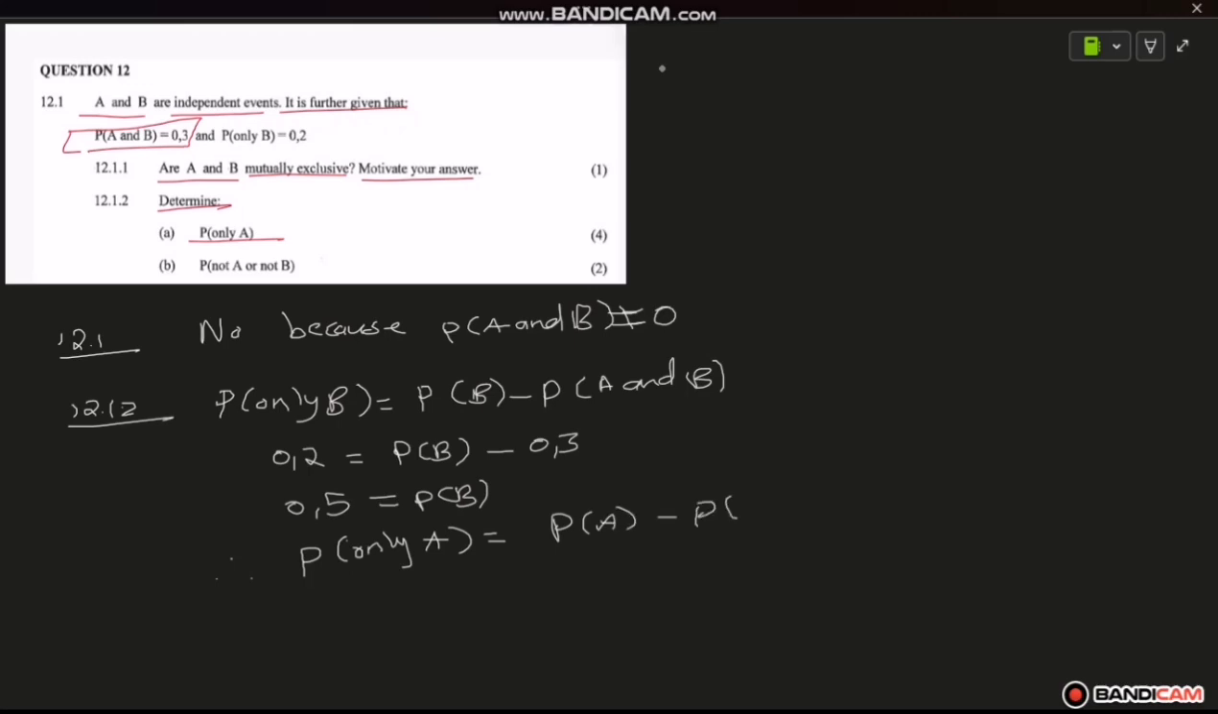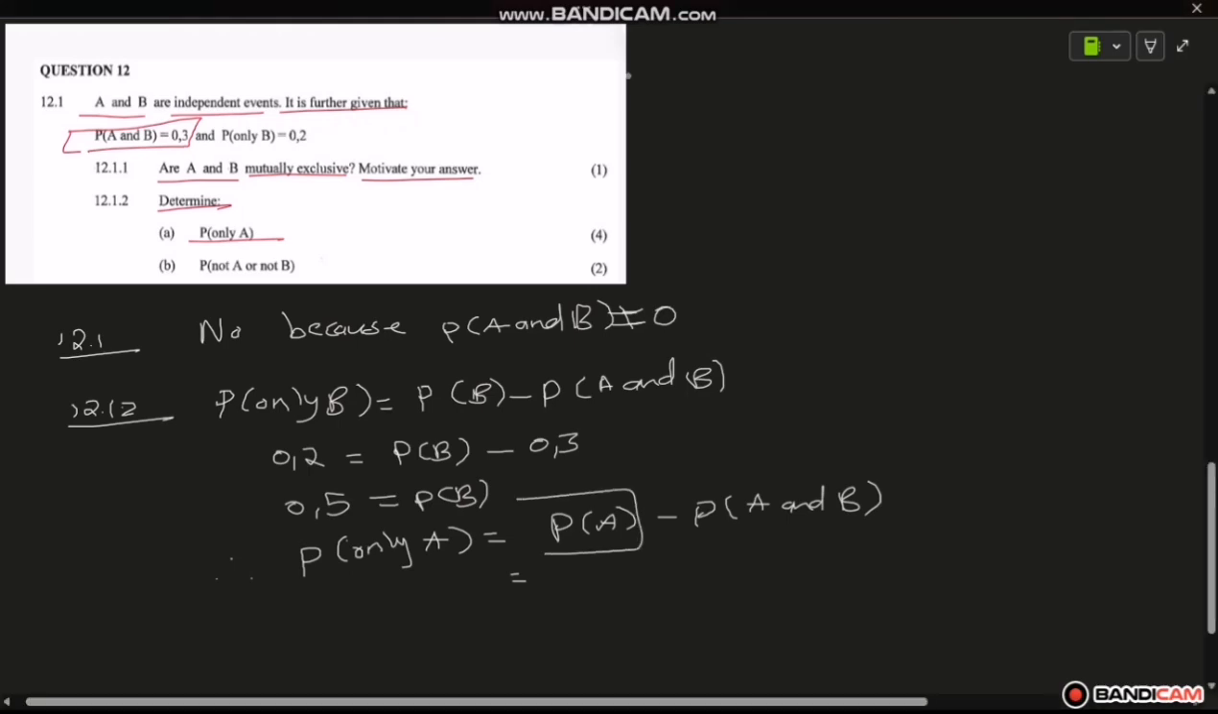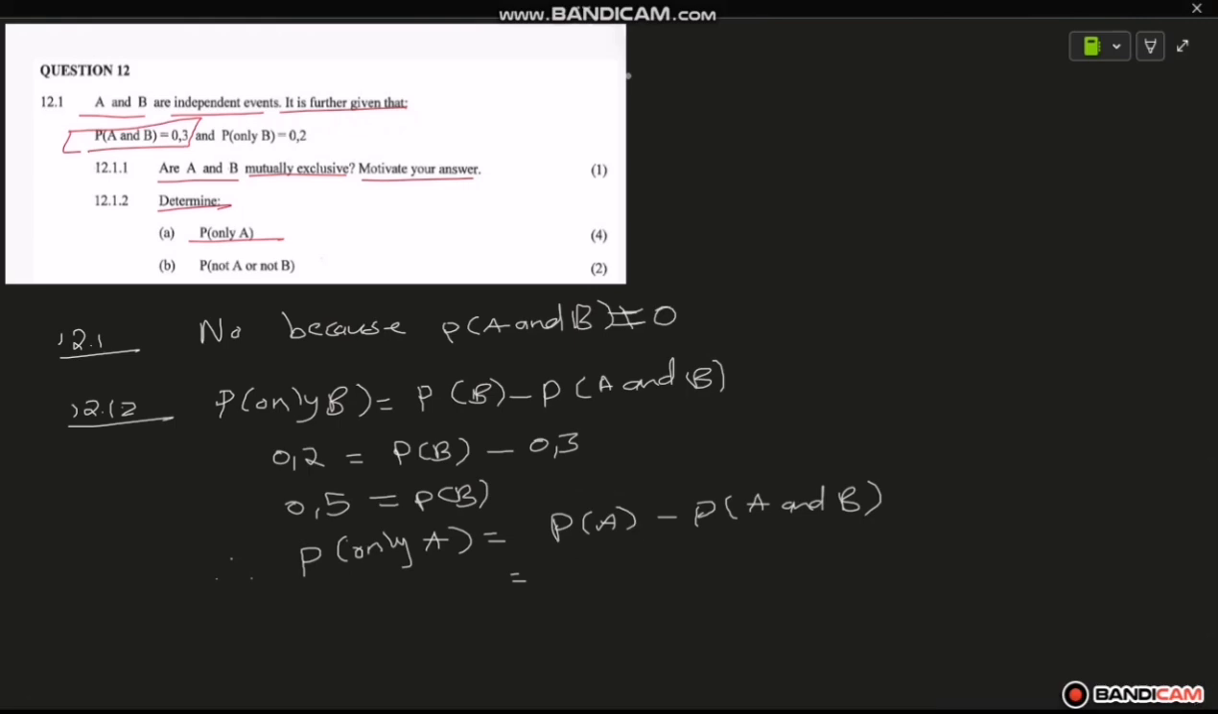Now we can actually use P only A and see if it will work. P of A minus the intersection of A and B. Still, we can't calculate P only A, because we don't have P of A. The only thing that we do have here is the intersection. But there is something we can do, because they told us that A and B are independent. Maybe that might actually help us. I hope that makes sense.